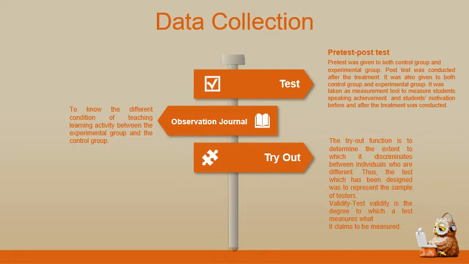The last is tryouts. The tryouts function is to determine the extent to which it discriminates between individuals who are different. Thus, the test which has been designed was to represent the sample of testers. Validity test is test validity, the degree to which a test measures what is claimed to be measured.